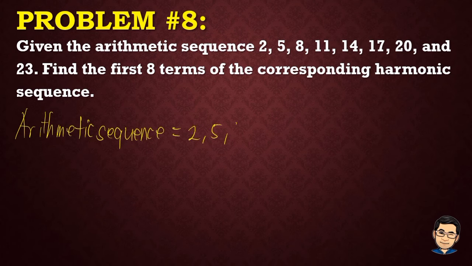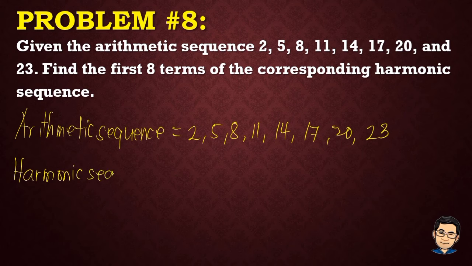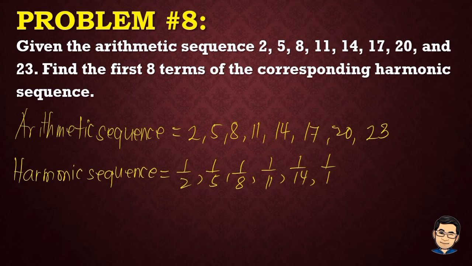2, 5, 8, 11, 14, 17, 20, and then 23. So, kapag harmonic sequence na, kukunin lang natin yung mga reciprocal ng given terms ng arithmetic sequence. So, that will become, yung 2 magiging 1 half. And then 1 fifth, 1 over 8, 1 over 11, 1 over 14, 1 over 17, 1 over 20, tsaka 1 over 23. So, as simple as that lang.